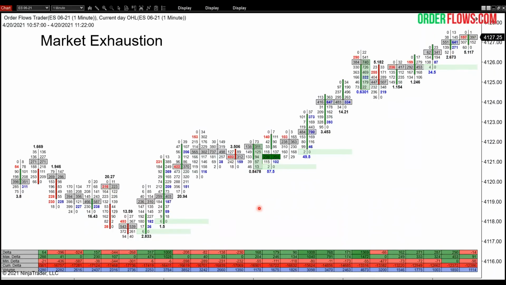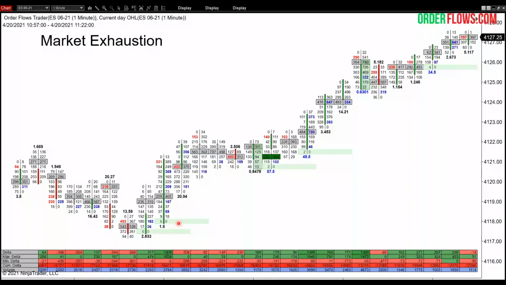So market exhaustion, really what is market exhaustion? It's when the last buyer has bought or the last seller has sold. And on an individual bar, you can see that, right? You can see where the last seller has sold in a bar, if there's going to be exhaustion in the bar or if it's just going to be normal order flow. And the Order Flows Trader will highlight to you at the bottom of bars if there's signs of market exhaustion.